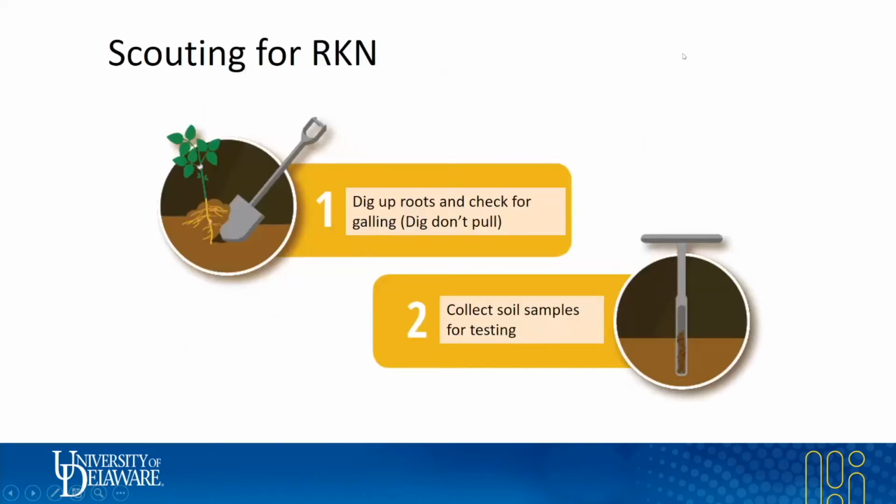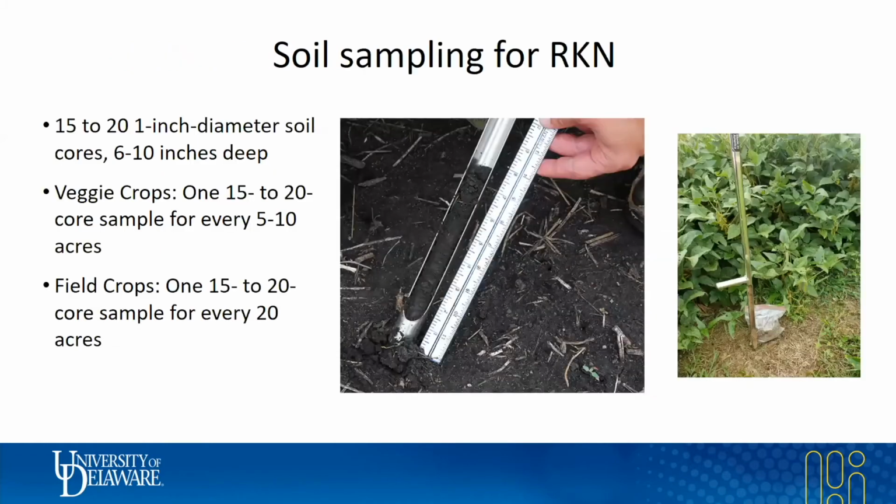So one way to get a handle on knowing if you have root knot in your field is to scout. You can do this in season by digging up plants and checking for galling. This lets you know they're there, but it doesn't really help quantify. So in order to quantify and get an idea of how many nematodes are actually out there, that's when we start to do soil samples.